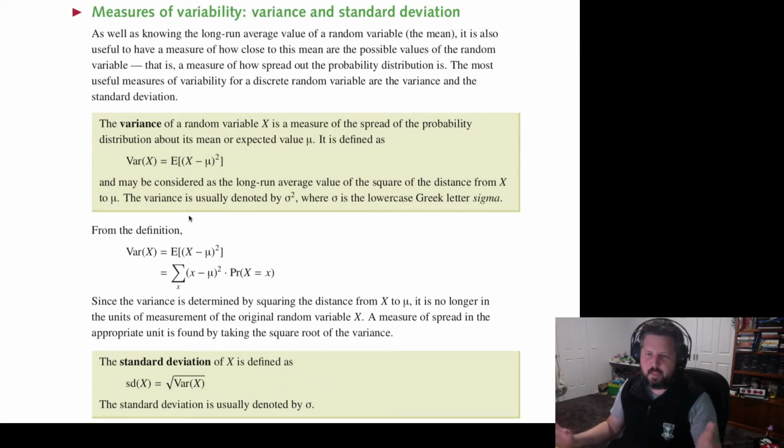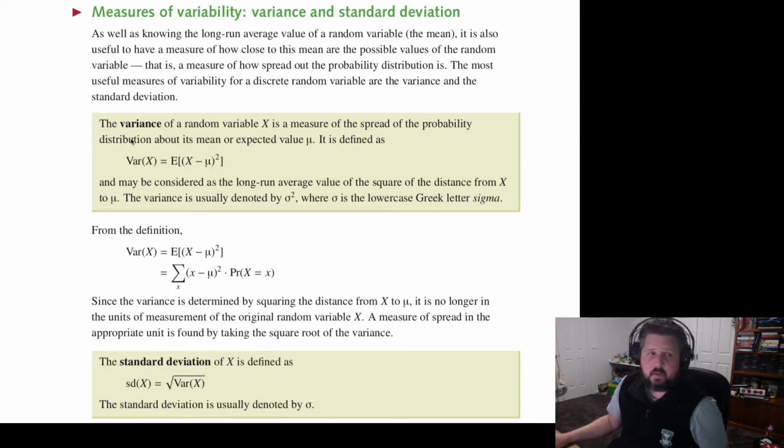Some people may understand what variance and standard deviation is about, but essentially what we're saying here is the mean is the long run average value of a random variable, but it's often useful to measure how close to this mean possible values of a random variable are, and really that is looking at the measure of spread. And so a good way to measure that variability, or the measure of spread, is to use variance and also the standard deviation. So what you need to know is there's some rules. Again, I would be definitely putting these in your notes.